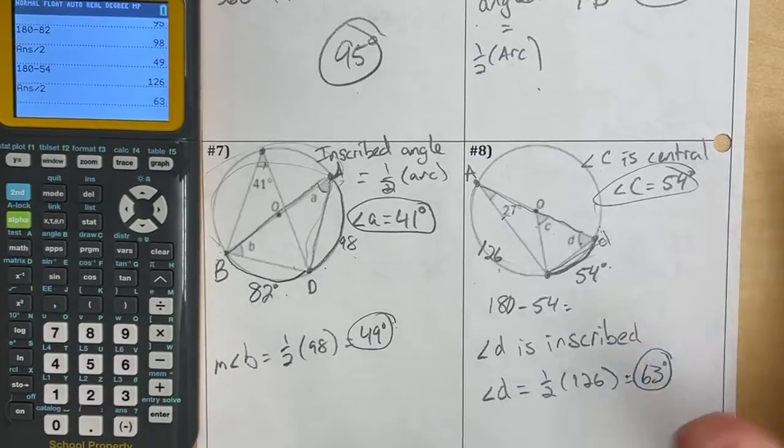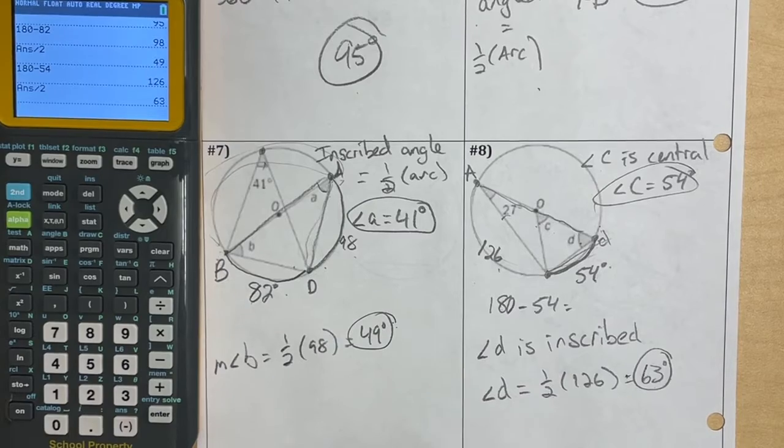So make sure you're switching back and forth between those central angles and the inscribed angles to be able to put together your arcs, which make that full circle.